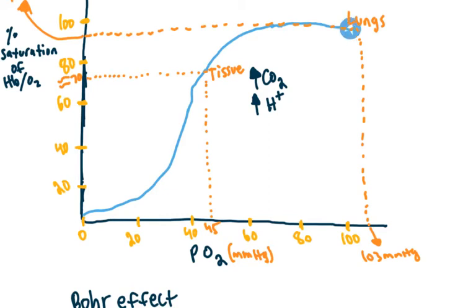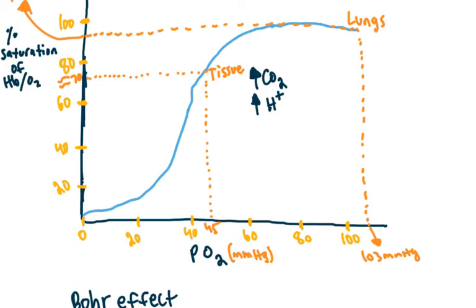So this curve, this sigmoidal curve, is regular. Because we know that as blood travels from the lungs to the tissues, our partial pressure of oxygen will decrease, and we'll see that the percent saturation of hemoglobin with oxygen will decrease also. That's the regular function. That's what happens regularly.